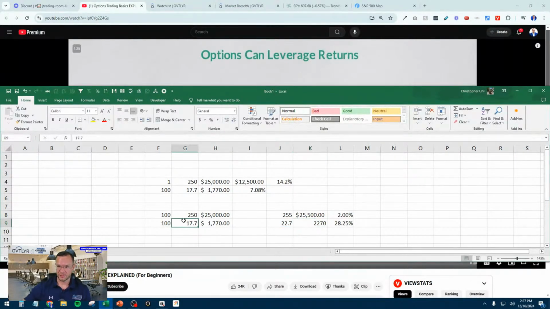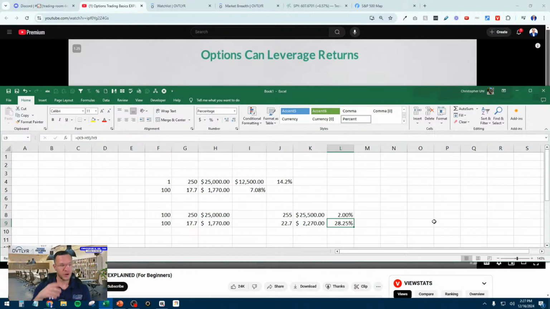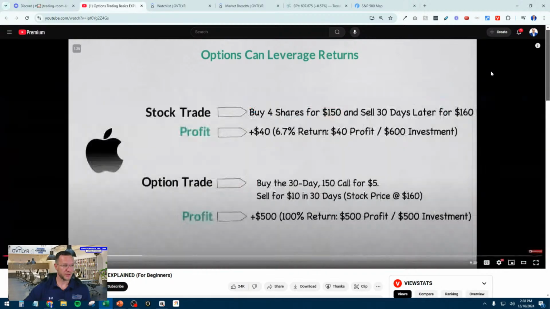Because the option contract went from 1770 to 2270 here in this case. And so if we sold it out to close, we would have 2270, and that would be a 28% gain rather than a 2% gain, right? So you're paying 90% less and you're getting 10, 15x more return than you would just in the stock alone. I mean, the reasons for having options add up really quick.